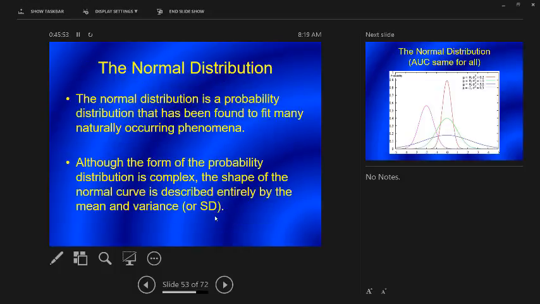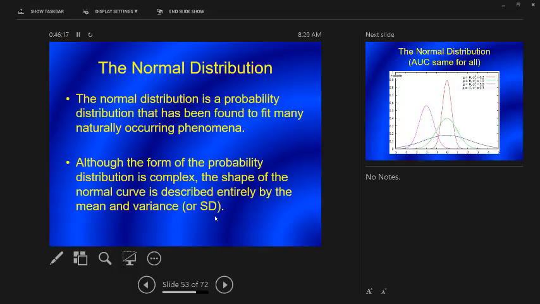Okay, so now we've alluded to the normal distribution a little bit. What is a normal distribution? It's a probability distribution that's been found to describe many naturally occurring phenomena when you're dealing with a continuous variable. So the normal distribution is a probability distribution of continuous data. Remember what continuous means from the beginning of this lecture, as opposed to categorical.